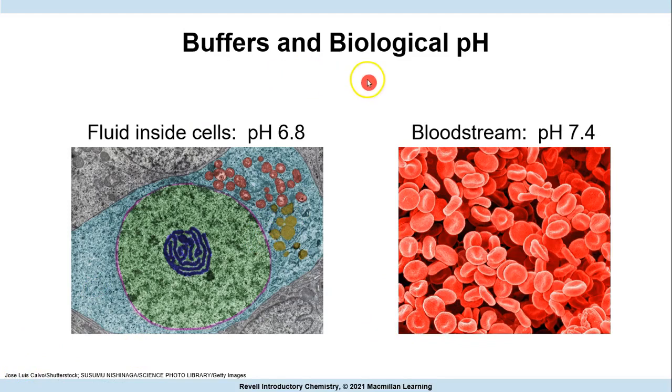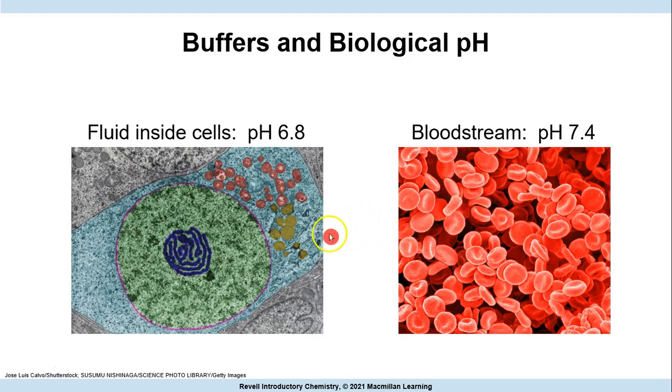So for buffers and biological pH, the cells that make up our skin, muscles, blood and organs must remain in a very narrow pH range in order to function properly. The fluid inside the cells typically maintains a pH of about 6.8, while the bloodstream maintains a pH very near 7.4, given the number of acidic and basic components present in the bloodstream and inside the cells.